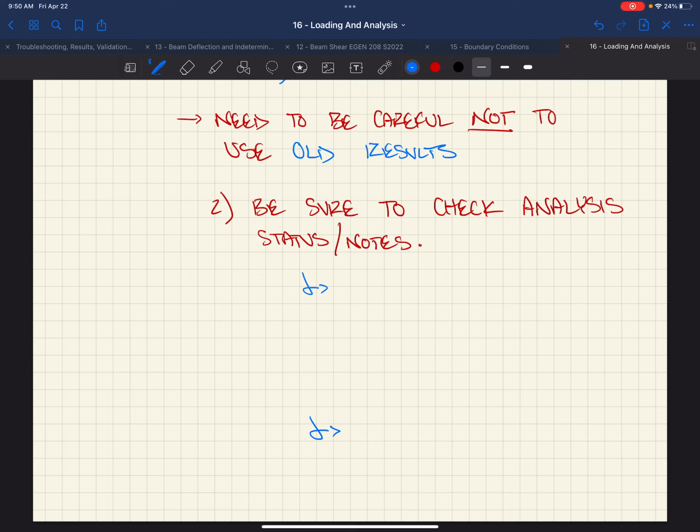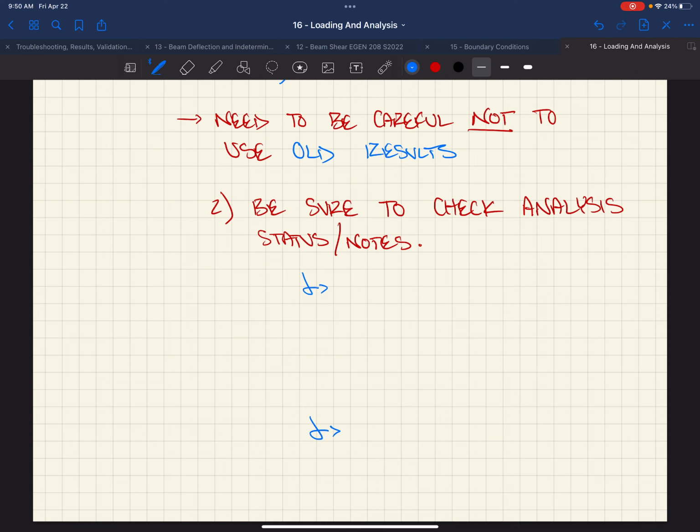Alright, let's just finish this. The last thing I wanted to say here was that we need to be sure to check our analysis status and notes. So like RISA, RAM, when you go to the results, it says, hey, you changed something, you need to rerun this, or don't use these results, right?